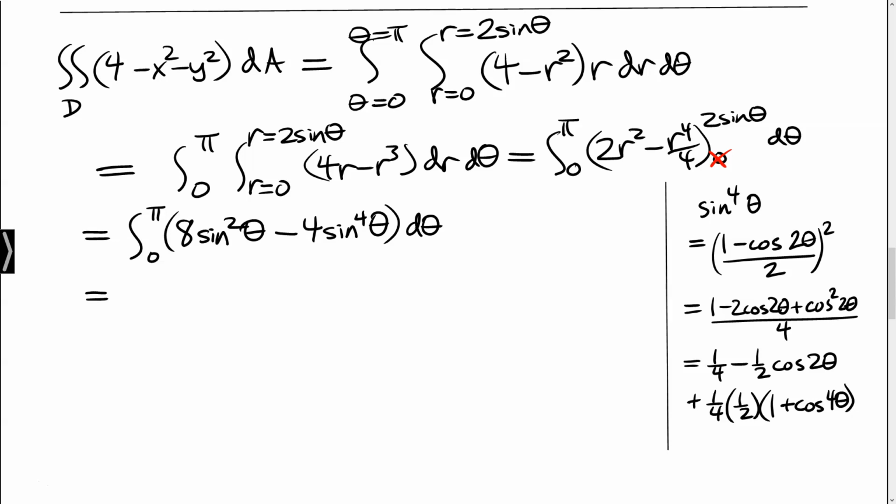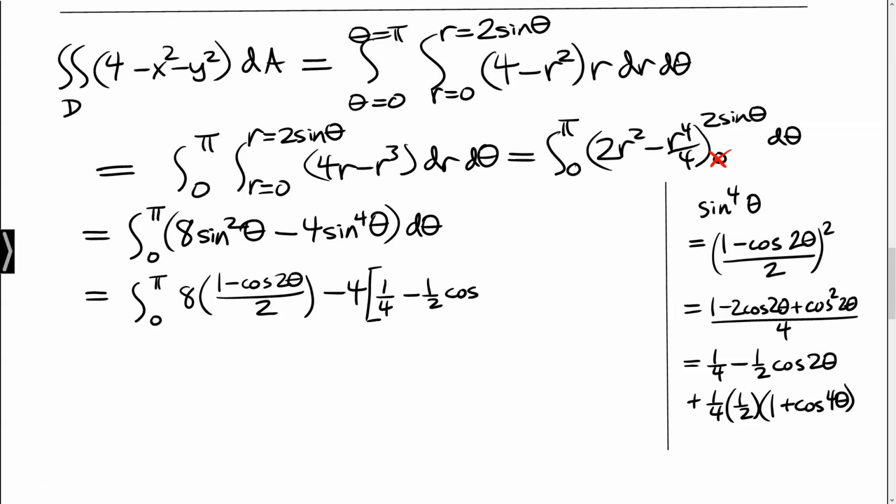So let's see here. We've got the integral from 0 to pi. So it's going to be 8 times 1 minus cosine 2 theta all over 2, minus 4 times, so now I have to copy everything that's over here, 1/4 minus 1/2 cosine 2 theta plus 1/8.